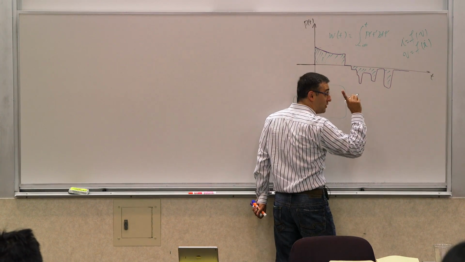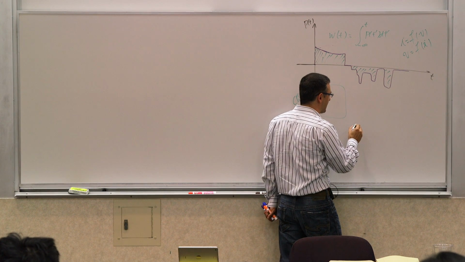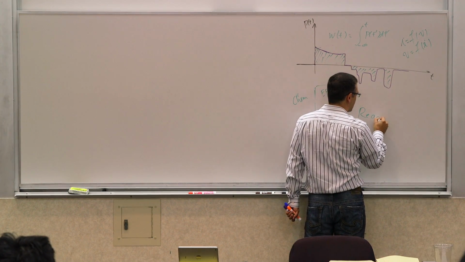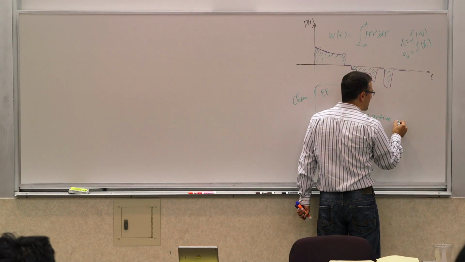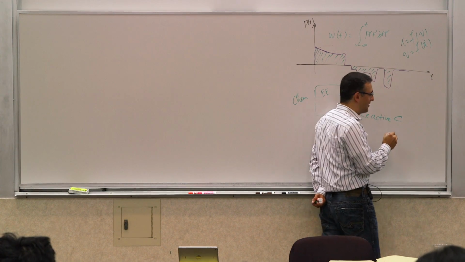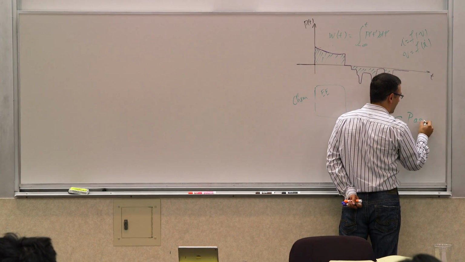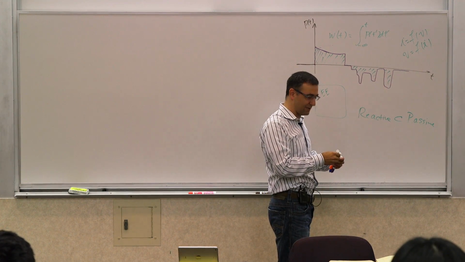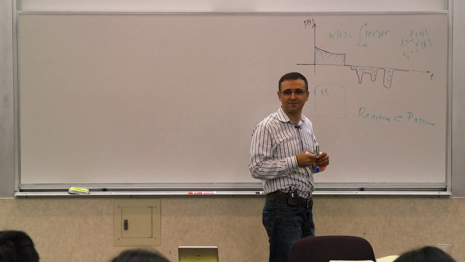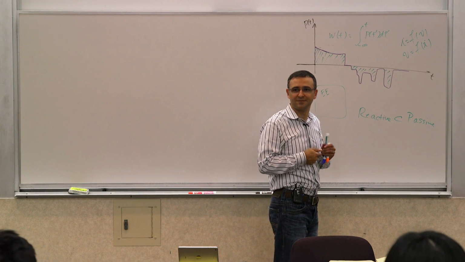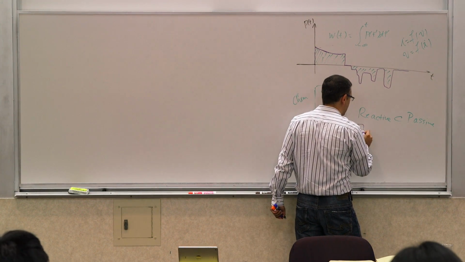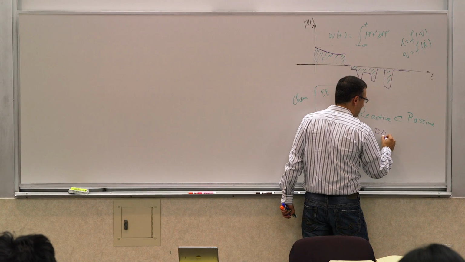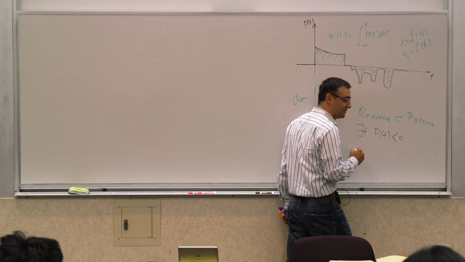But you could actually define reactive as this. Reactive is a subset of passive. However, it has an extra condition. What is that extra condition? There exist times where P of t is negative.